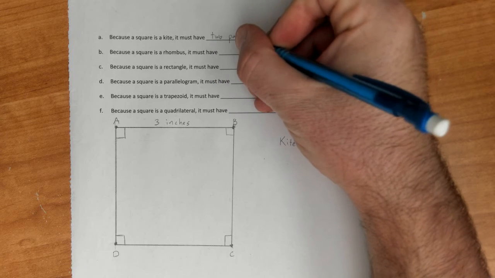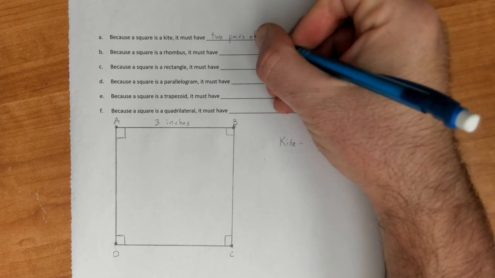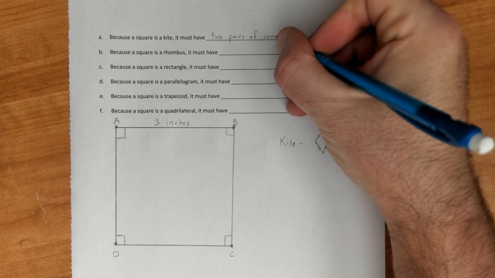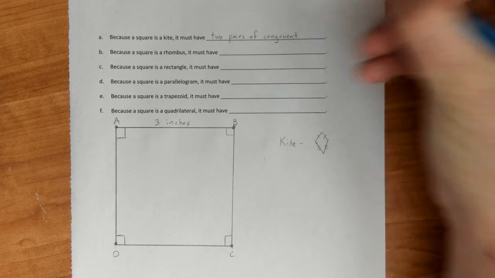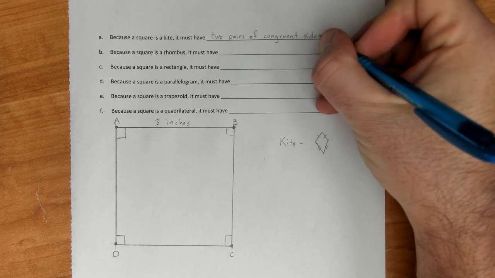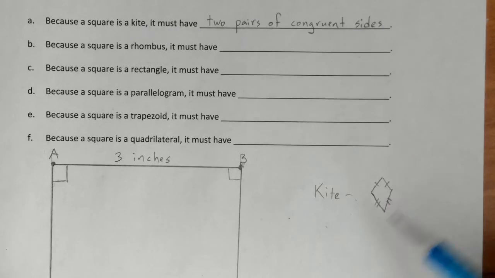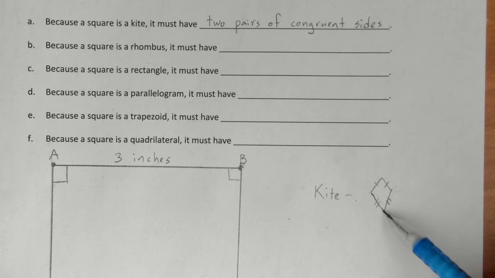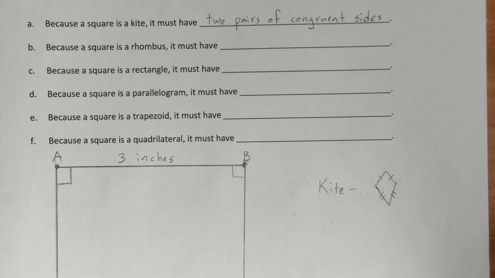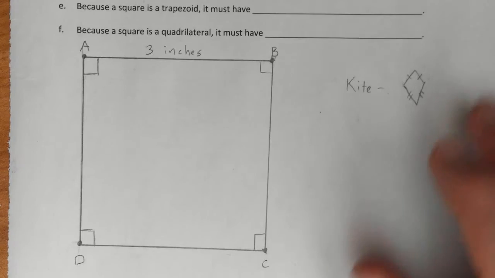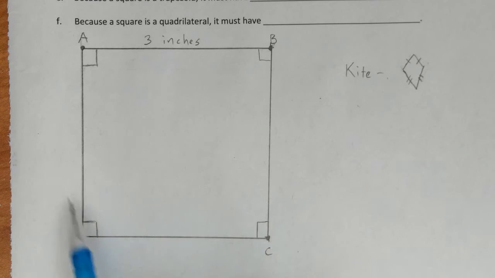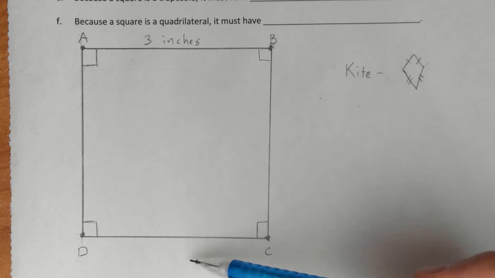two pairs of congruent sides. A kite has two pairs of congruent sides. One pair, two pairs. Well, a square must have the same thing, and it does. 3 inches and 3 inches, 3 inches and 3 inches. Okay.